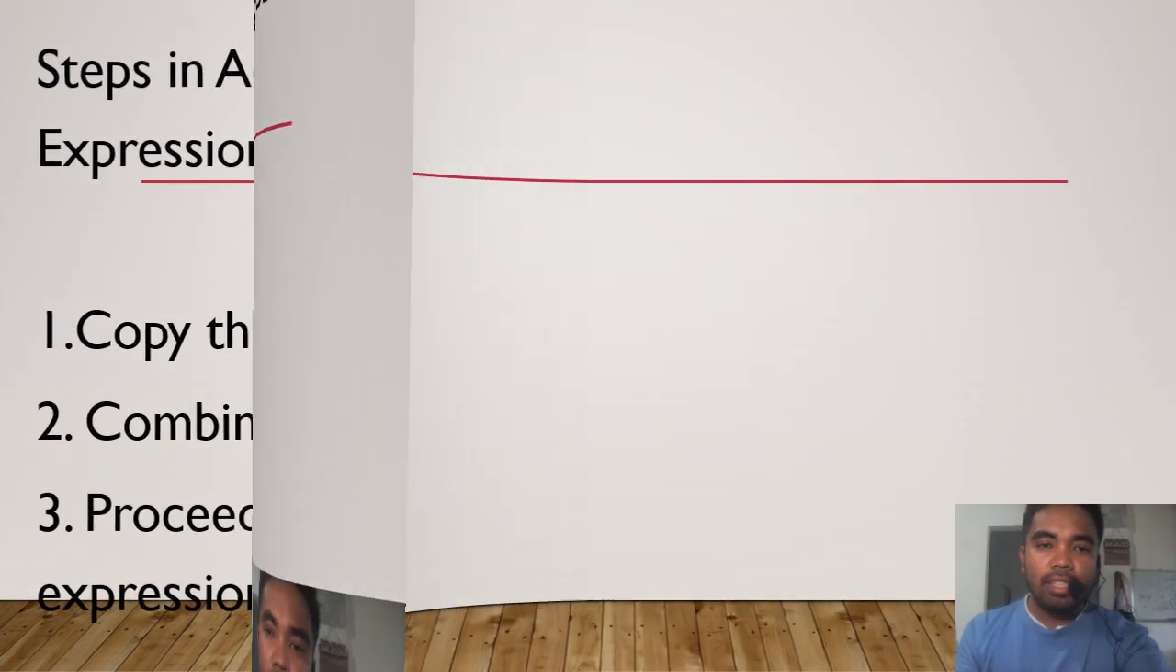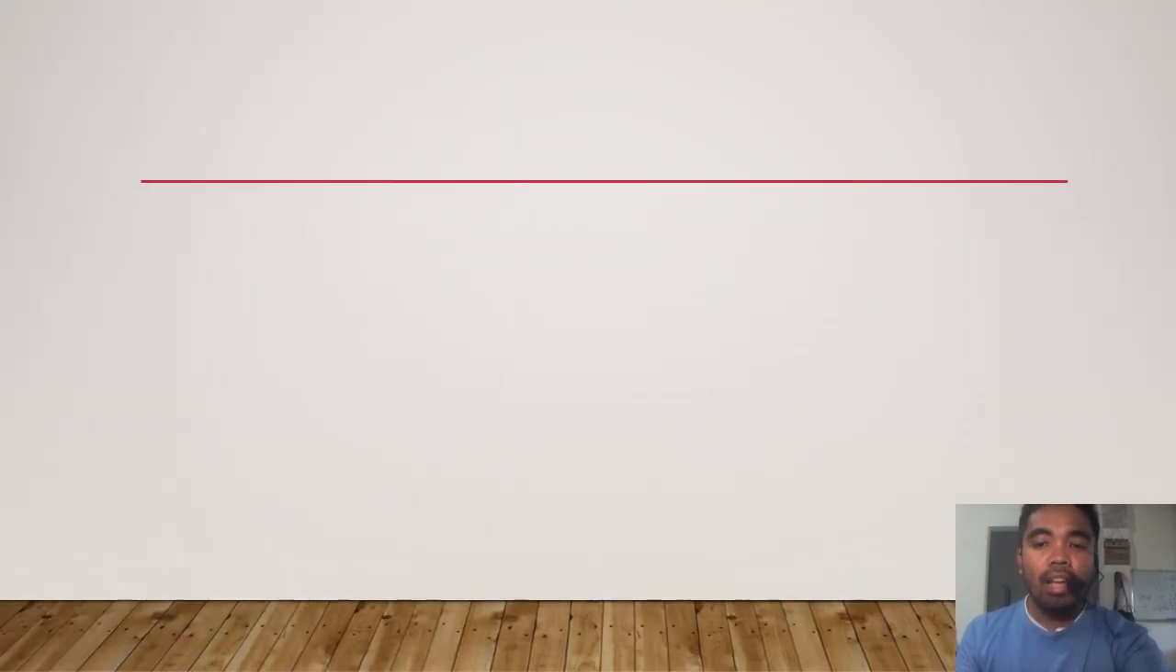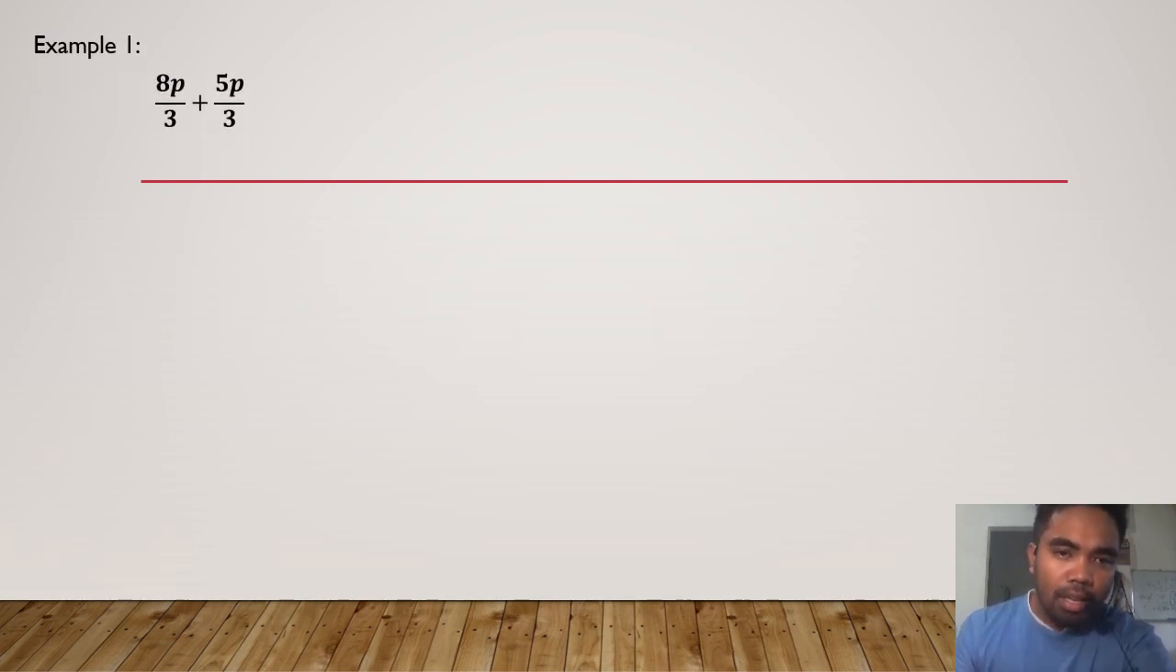Next, we have some examples here. So example number one, we have 8p over 3 plus 5p over 3. So we have here 3 in our denominator. Parehas lang ng denominator, they are similar.